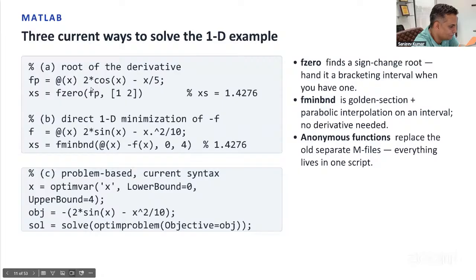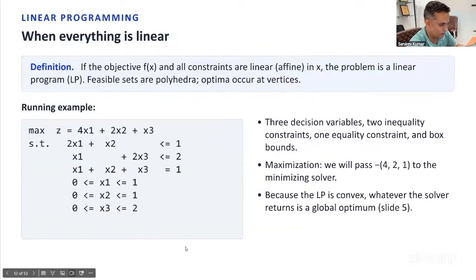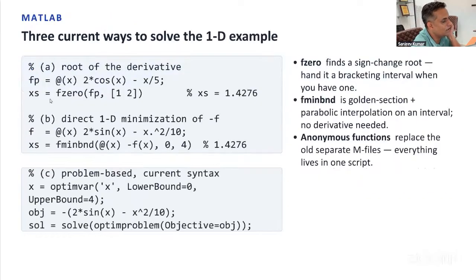Then once you define it, you call this command fzero on fp and the given interval, and it will give you x, which is where this function is 0. So that is one of the ways for finding the root. So given a function, how can you optimize it? You calculate the derivative and then find the root.